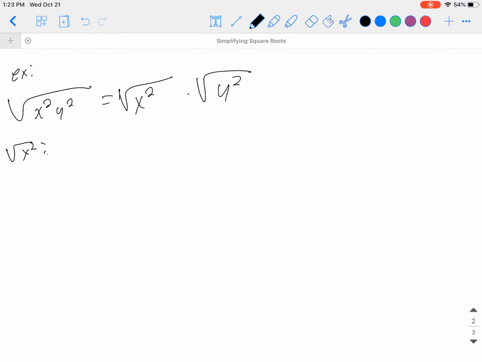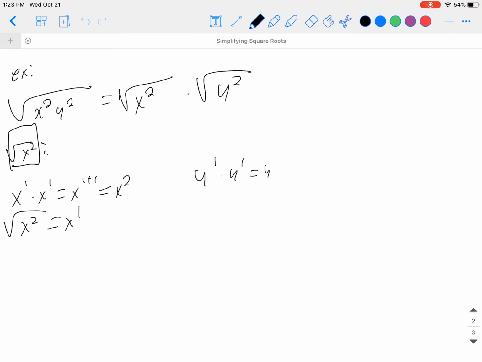Well, if you remember, we want an answer that when multiplied by itself is the number inside the radical. So if you remember from the previous video on multiplying exponents, if we take x^1 times x^1, this would equal x^(1+1) equals x squared. So the square root of x squared equals x to the first. And the same would be true for y squared, as y^1 times y^1 equals y^(1+1) equals y squared. The square root of y squared equals y^1.